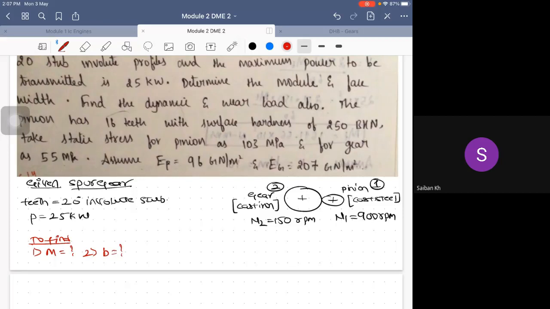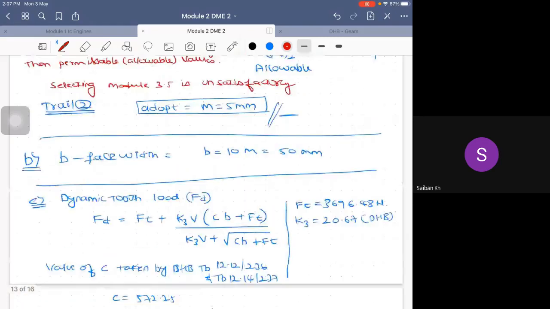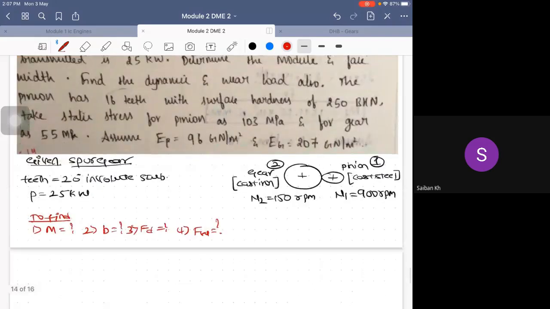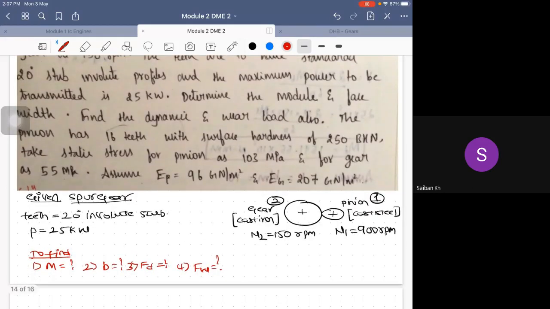The pinion has 16 teeth. Find the dynamic and the wear load also. So he has asked us to calculate FD, which is the third, and the fourth one is FW, the wear load. I think we are calculating it for the first time, isn't it? Wear load, am I right? In the last problem we calculated dynamic load. Fine. So the pinion has 16 teeth, so Z1 I would write as 16.